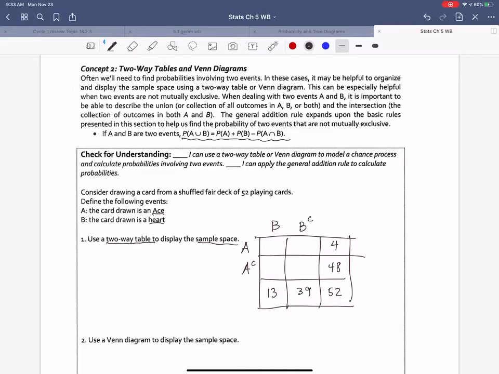So now using this, we actually know that there is only one card in the deck that's both, right? That's both an ace and a heart. There's only one ace of hearts. All right, now using the complement rule, we can fill in the other information in the table, right? This would have to be a 3, and this would have to be a 12, right? And then this would have to be a 36. And here we go. We have created a two-way table that is, in fact, the sample space.